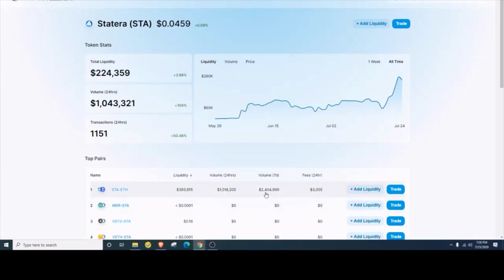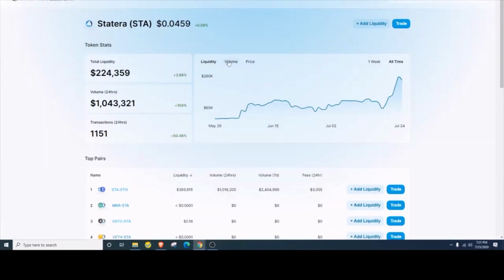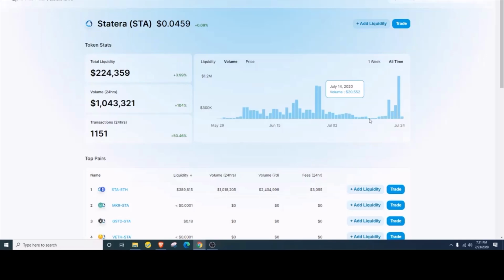And then we have 1 million in volume. So you're looking at 1,500% APY for the year, 0.7 for the day, 25% for the month. So as you can see, really strong APY. Obviously today was a really strong day, but looking historically at some low days, let's take the lowest day we can find, 20,000 on July 14th.